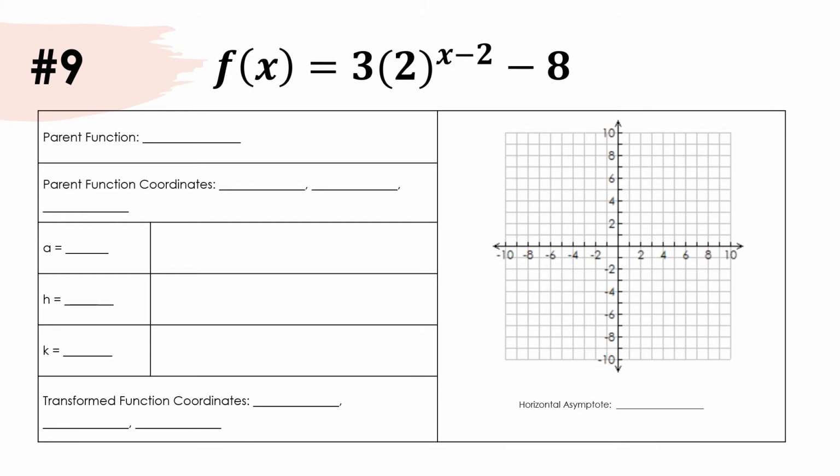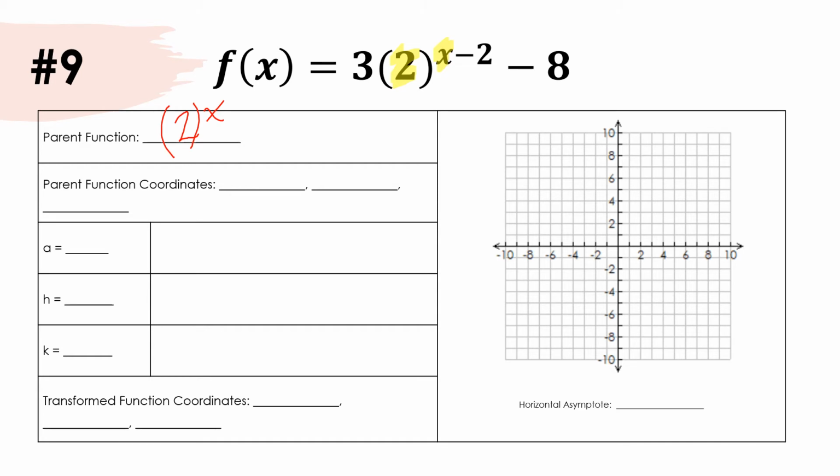Number 9 and number 10 are both graphing an exponential function. So we identify the parent function, we find the parent function coordinates, we identify a, h, and k, then we get our transformed coordinates, and then we graph. So we will use a calculator, but it will not be until pretty much the very end, and you don't have to use a calculator either. This can be done by hand, so I'll go over both methods. To find our parent function, we need to look at the base, which is 2, and the exponent. So our base, or our parent function, is 2 to the x.